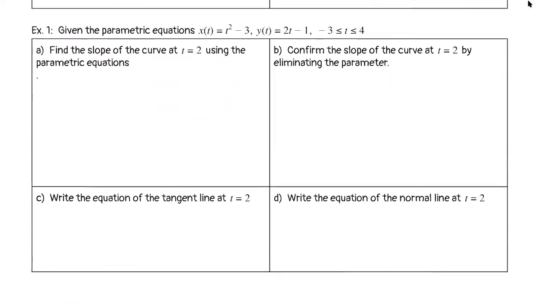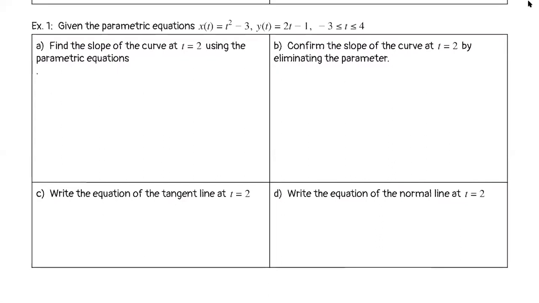All right, so let's take a look at example number 1 over here, okay? So we have a set of parametric equations where x equals t squared minus 3 and y equals 2t minus 1, and we're starting at -3 and we're going all the way to 4. So if we wanted to make a table, the first point we would plot is what happens when we plug in -3, and then the last point that we plot would be what happens when we get to 4, okay?